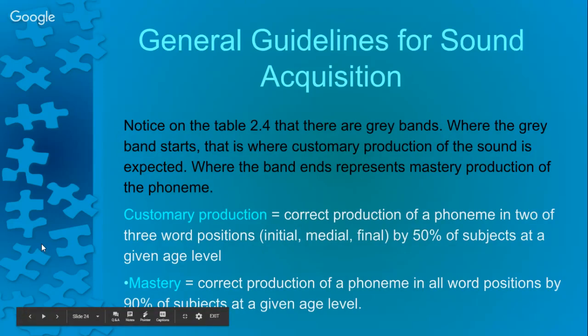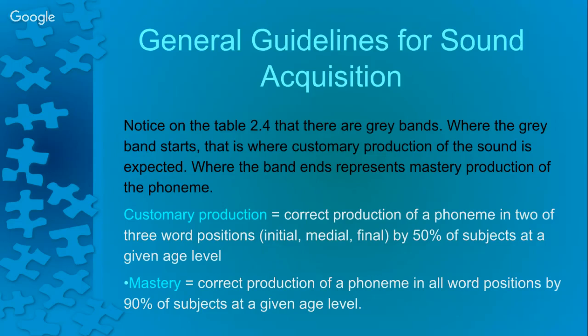When we talk about speech sound acquisition, and we're talking about articulation, when they are able to produce sounds easily, we talk about two different things: customary production and mastery. What we say is if a child or a group of children at a particular age, 50% of them can produce the phoneme in at least the beginning, middle, or end of words, we call that a customary production.